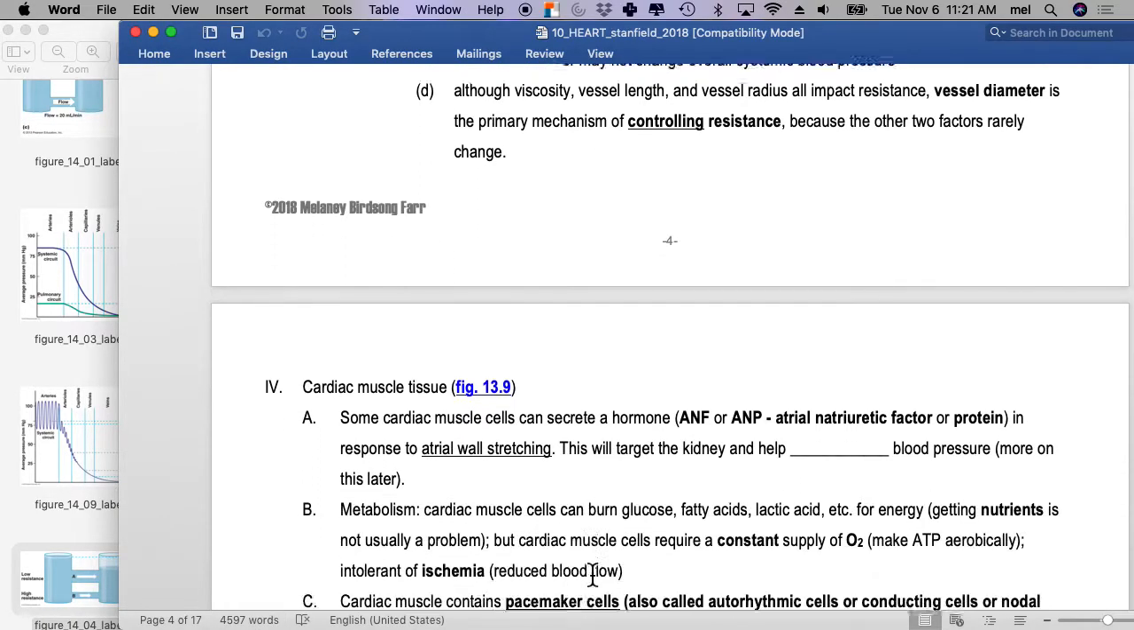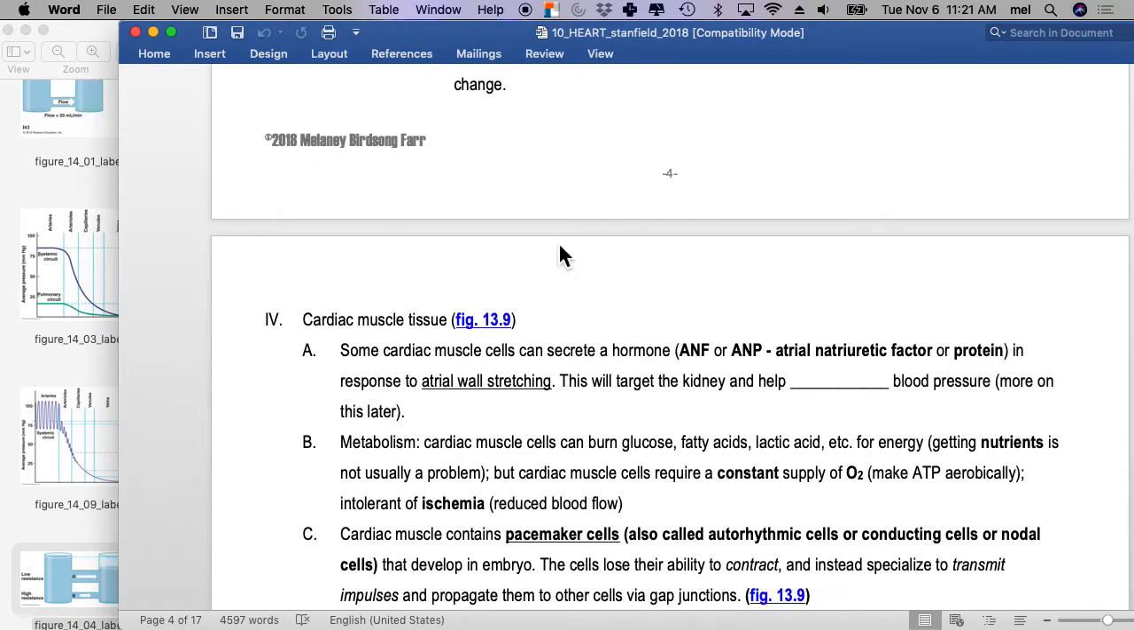Okay, so next time we're going to start on cardiac muscle tissue, and I'm going to post the concept map for you and just a little video to show you how it works.